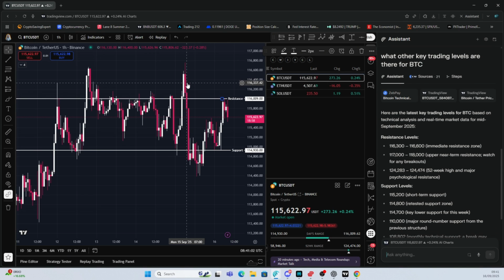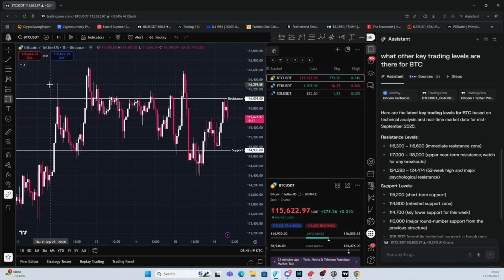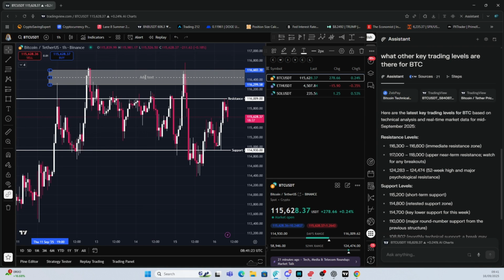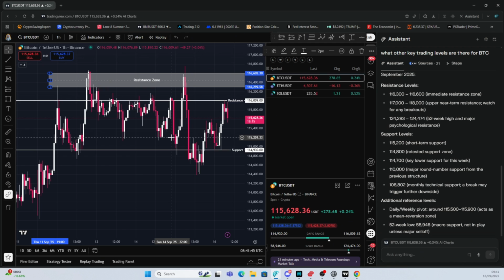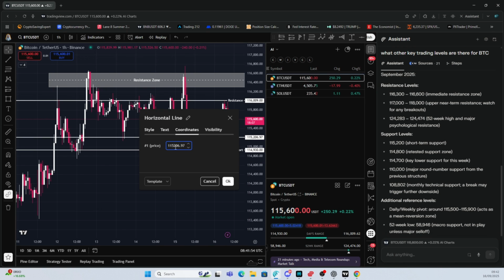So we have a range. So we've got 116,300 to 116,600 as a resistance range. So we will use a box for this. So we will box that out and we will type in here resistance zone. Similarly, we can see quite a nice short-term support level at 115,200. So we will type that in here. And we'll label this near-term support.